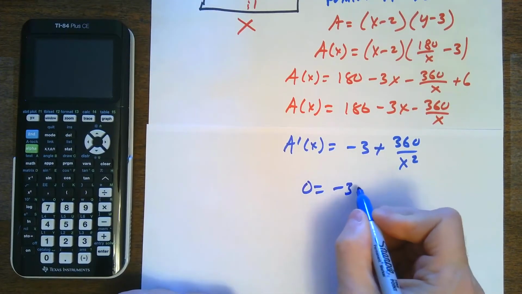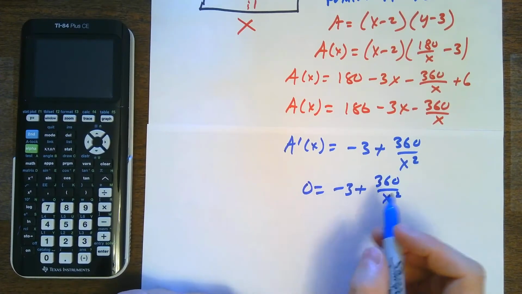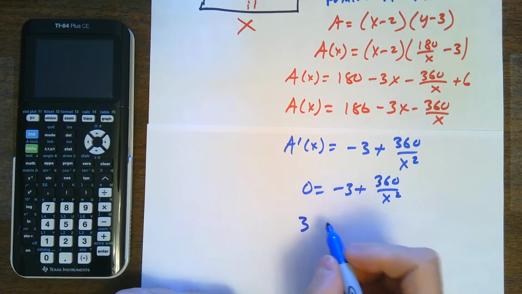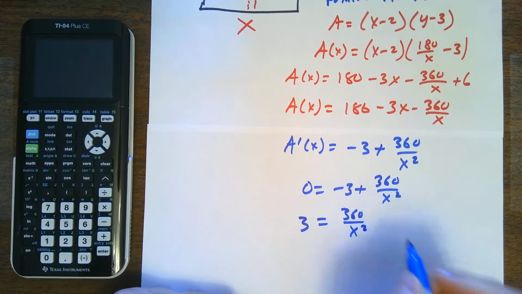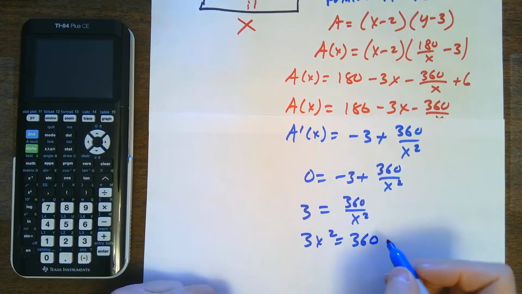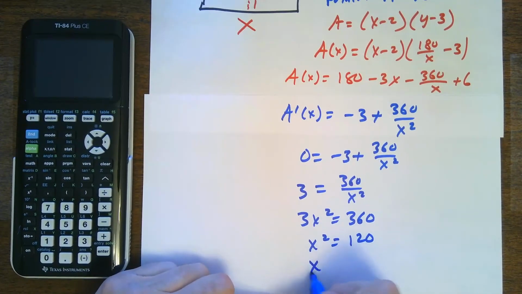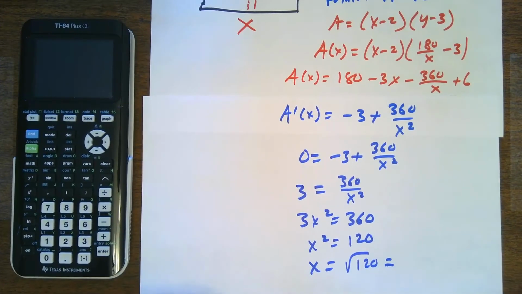0 equals negative 3 plus 360 over x squared. Add 3 to both sides. 3 equals 360 over x squared. Multiply by x squared: 3x squared equals 360. Divide by 3, x squared equals 120. Take the square root of 120. Let's see, 120 is 4 times 30, so x is 2 root 30.